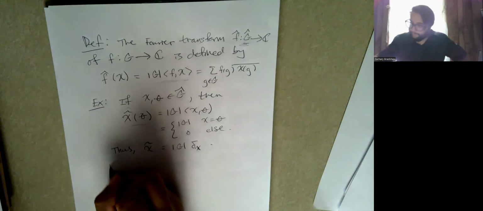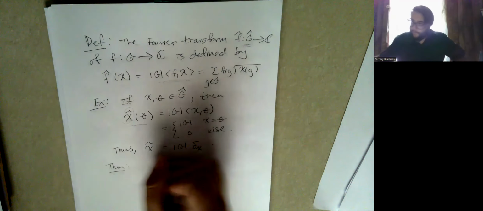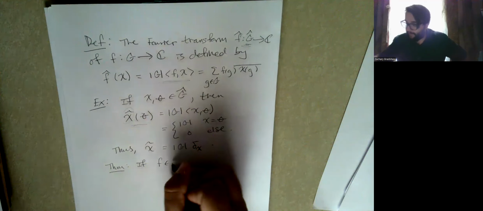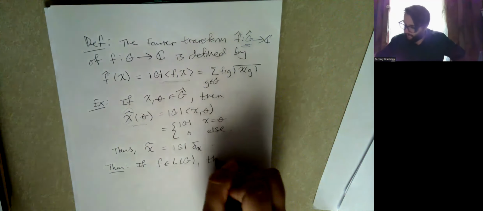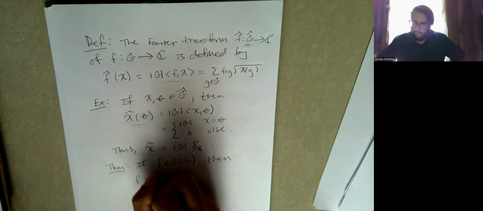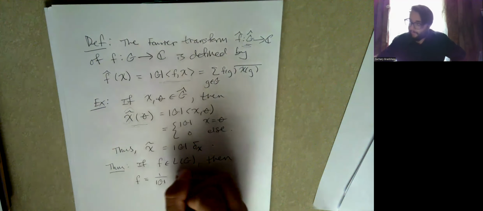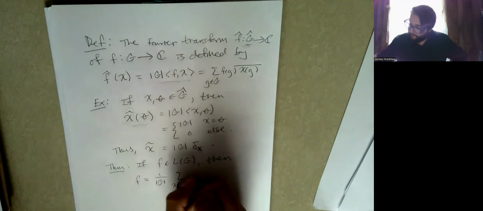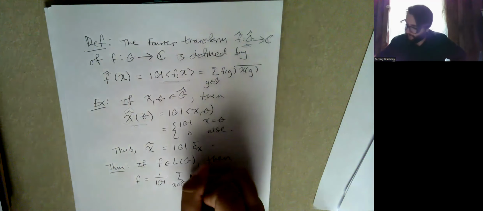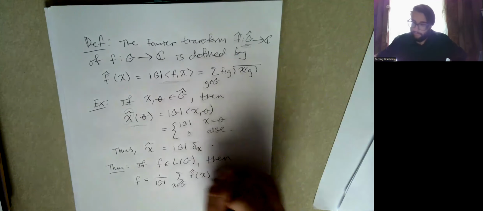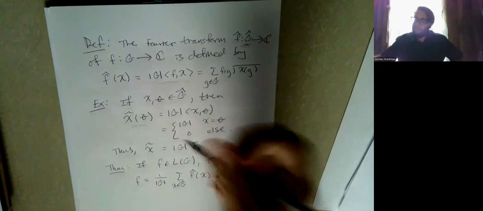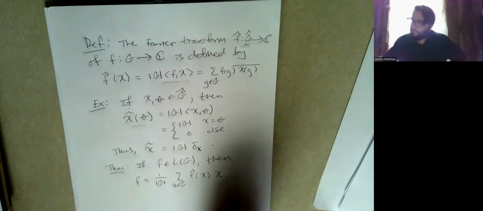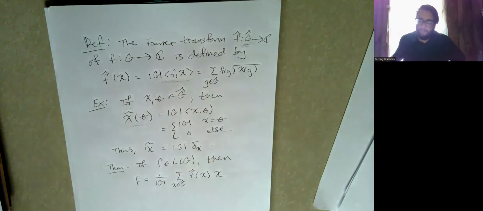Okay, so the Fourier transform of an irreducible character is just the order of the group times the delta function. If f is in the group algebra, then we can write it as 1 over the order of G times the sum over chi in the dual group, Fourier transform of f at chi times chi. So this is what I was saying before. The reason these things are called Fourier coefficients is because of this Fourier inversion formula here.